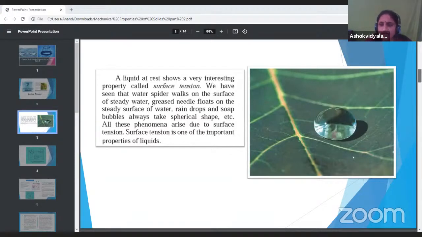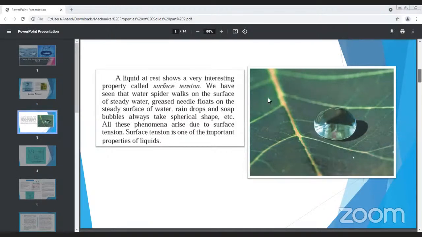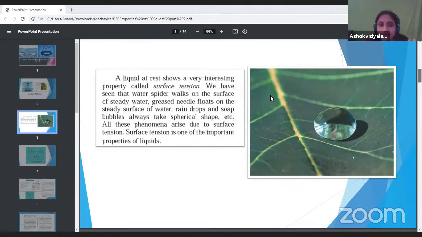has a property of a liquid to occupy a minimum area. प्रत्येक liquid ची एक tendency आहे to minimum surface area, is nothing but the surface tension. Okay, now see, a liquid at rest shows a very interesting property called surface tension.